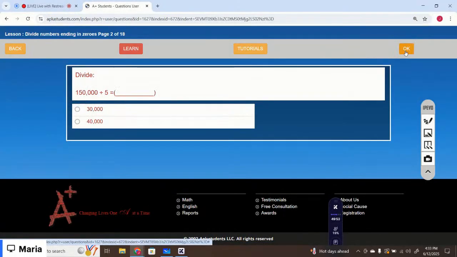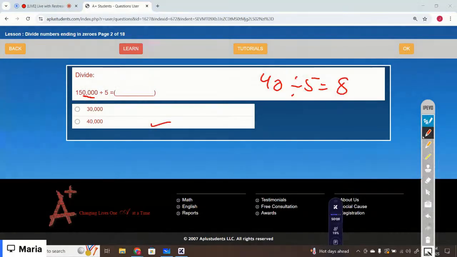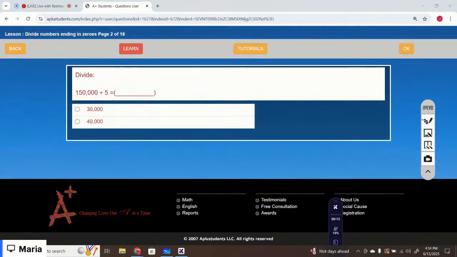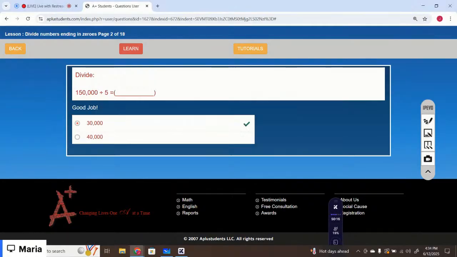150,000 divided by 5. Just divide the non-zero value. The non-zero is 15. 15 divided by 5 is 3. And we have four zeros. So let's add those four zeros. So the correct option is 30,000. Option number one is the correct option.